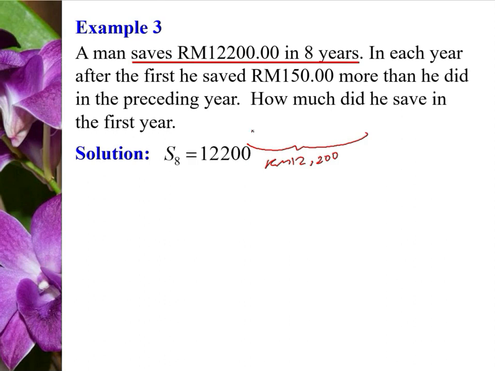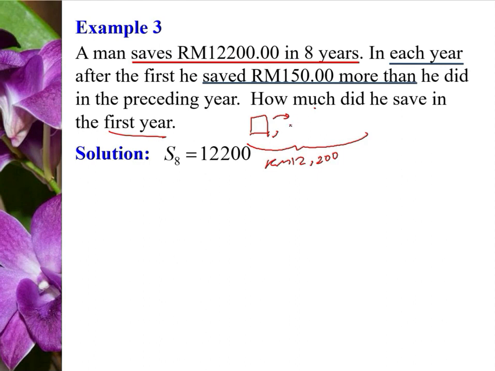But do we know how much he saved in the first year? No, well, that's the question. How much did he save in the first year? We don't know how much he saved in the first year, but we know that in each year, after the first, he saved 150 ringgit more than he did in the preceding year.